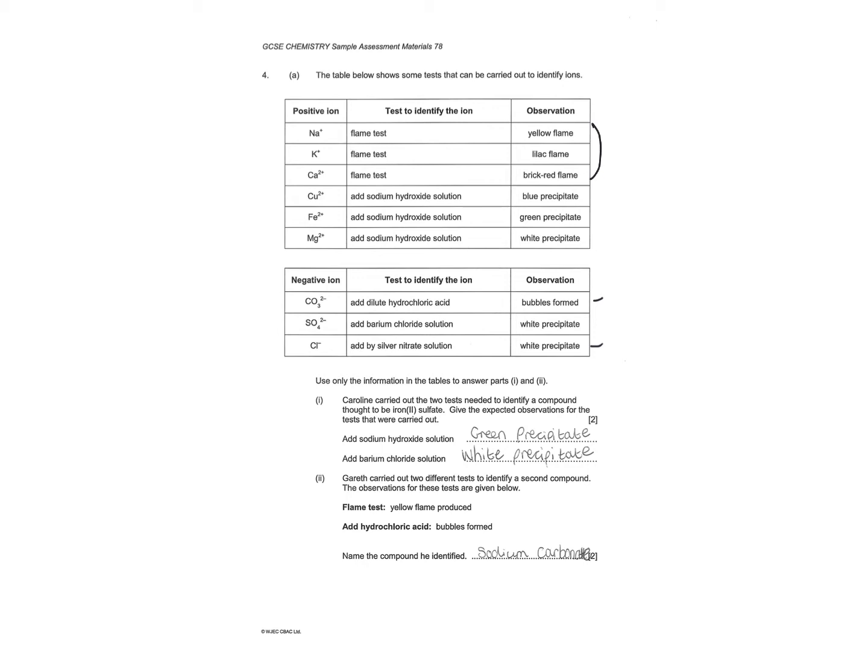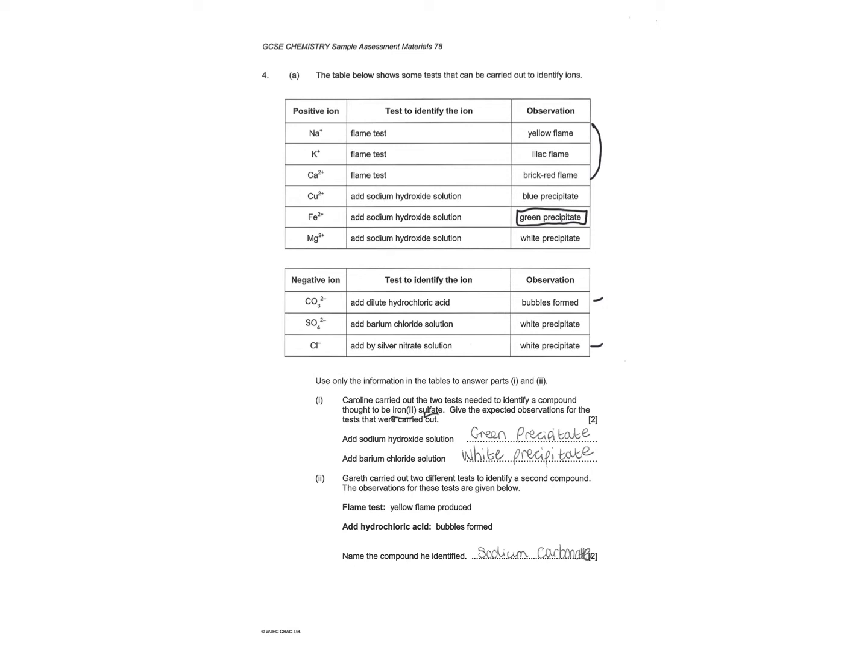So, Caroline carried out 2 tests to identify a compound she thought to be iron sulfate, okay? Give the expected observations for the tests that were carried out. Add sodium hydroxide solution. If she thought it was iron, she should have got a green precipitate. There was actually no knowledge needed here, which was quite nice. It was just reading the table.